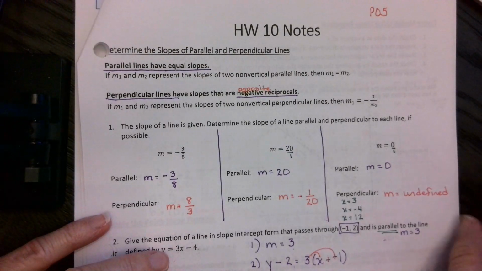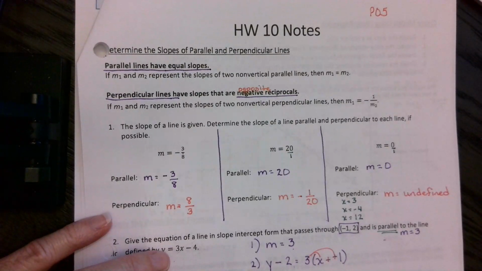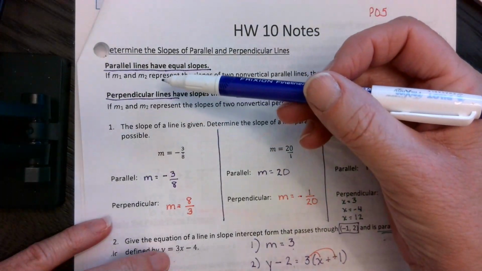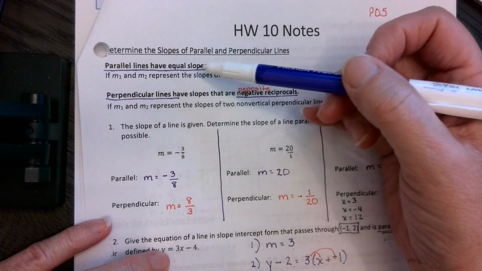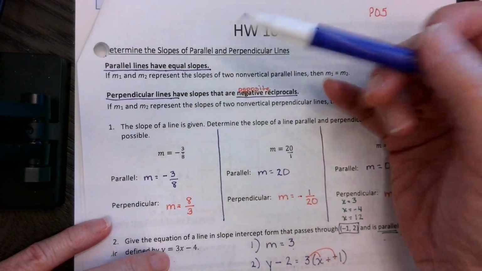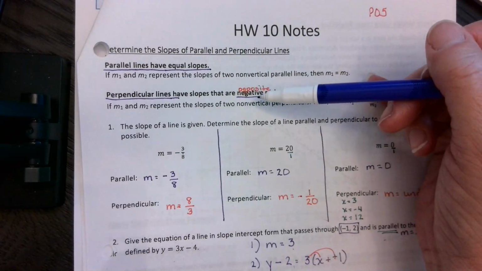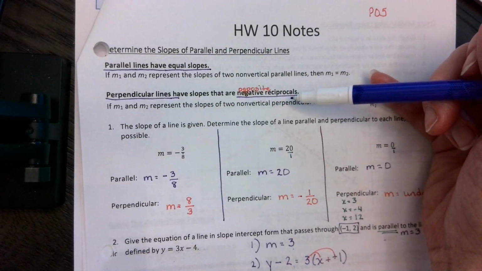Okay, we're going to continue with homework 10 notes. We've been talking about parallel and perpendicular lines. Things you have to know is parallel lines have equal slopes, meaning they're the same. Perpendicular lines have negative reciprocals. I call them opposite reciprocals.